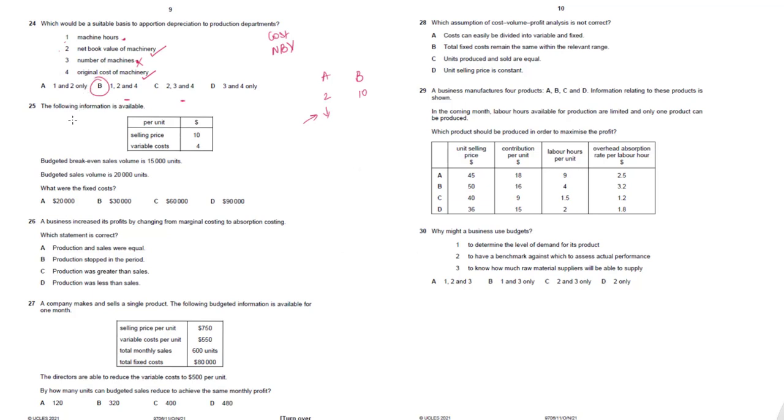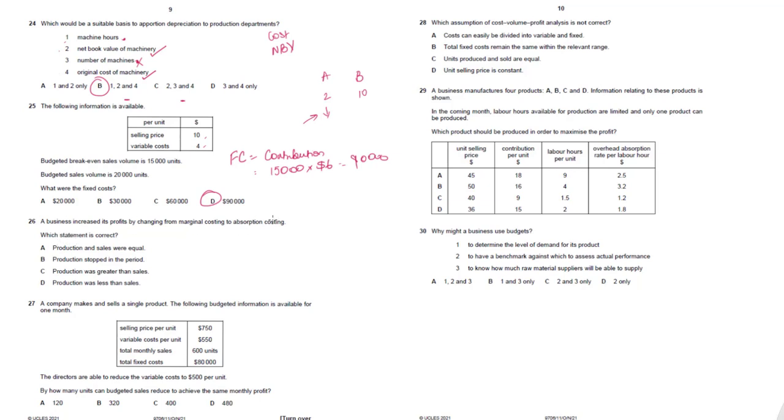The following information is available: selling price per unit, variable cost per unit, budgeted break-even sales volume is 15,000, budgeted sales volume is 20,000. What were the fixed costs? So when break-even is achieved, fixed cost is equal to the contribution. So if we can calculate the contribution at the break-even level, we will get the fixed cost. 15,000 into contribution per unit is $6, 10 minus 4, 90,000. So 25D.